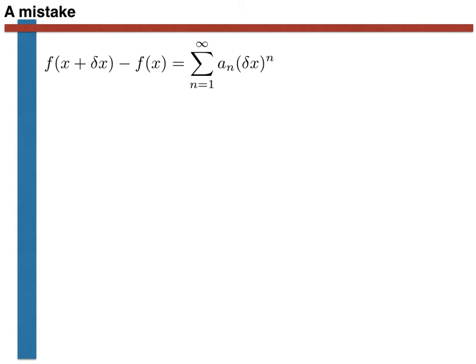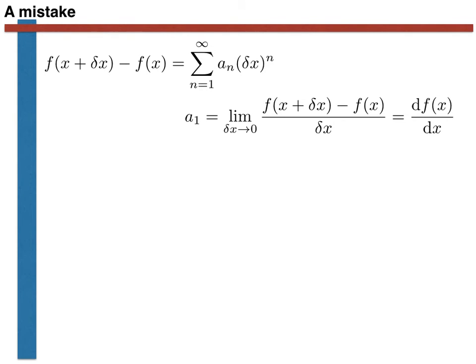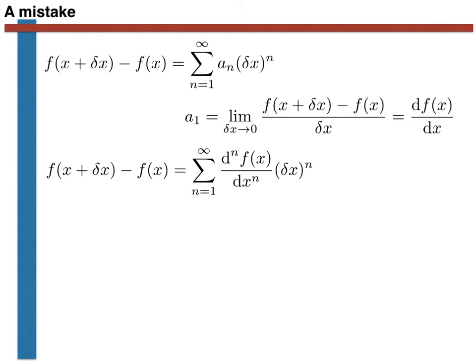Let's now come back to this business of writing a change in a function, f of x plus delta x minus f of x, as a series expansion. We've already shown that the coefficient of the first term in the power series is equal to the first derivative. We might therefore be tempted to assume that the coefficient of the second term is the second derivative, the coefficient of the third term is the third derivative, and so on as shown here. We would be totally wrong in assuming this, however, and it is easy to show why.